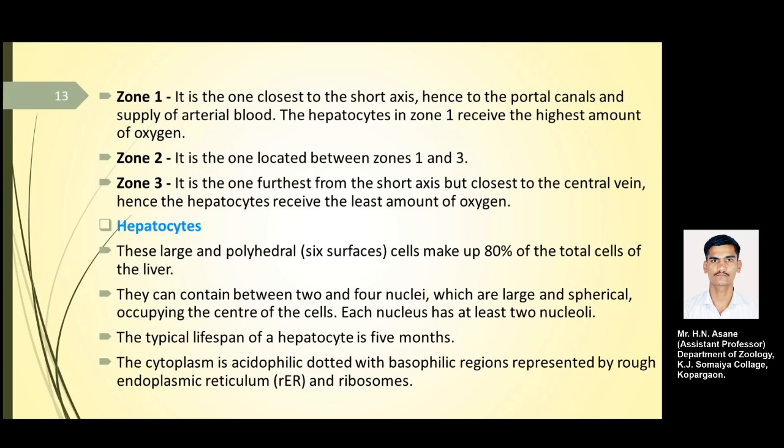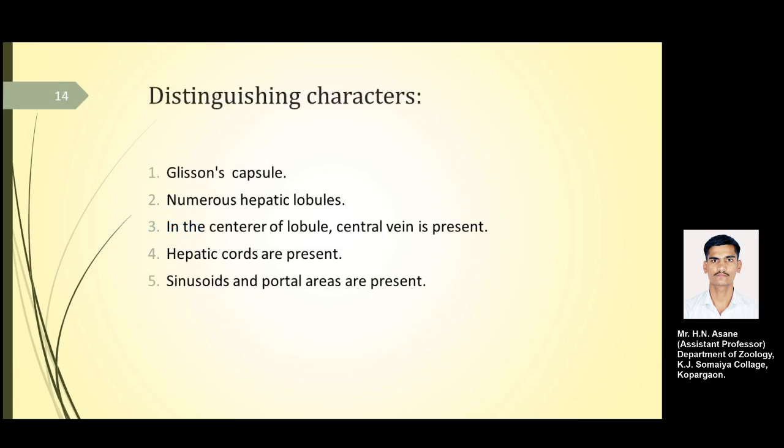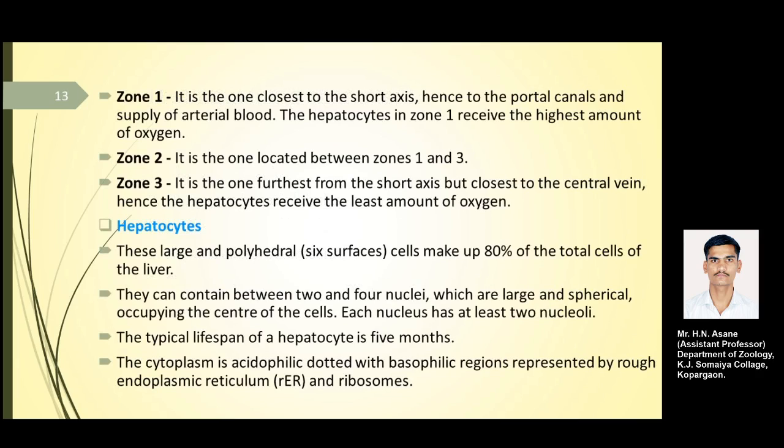So the cytoplasm is acidophilic with dotted basophilic regions, represented by the rough endoplasmic reticulum, also referred to as the RER, and ribosomes. Due to the rough endoplasmic reticulum and the ribosomes, these hepatocytes have a rough appearance. As you can see, the blood supply for these hepatocytes, okay.